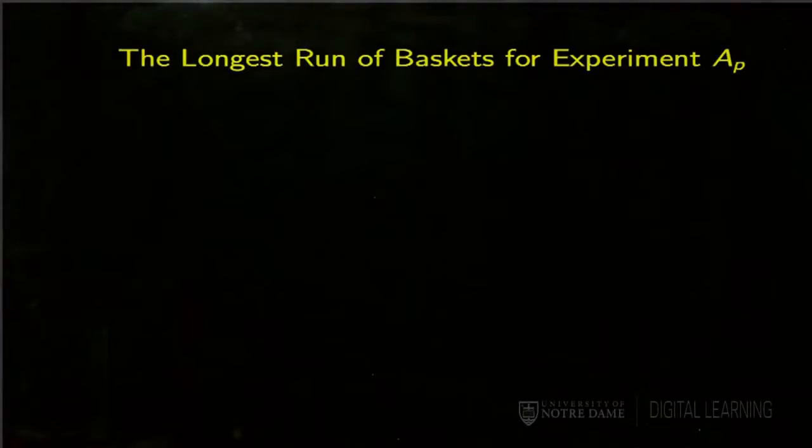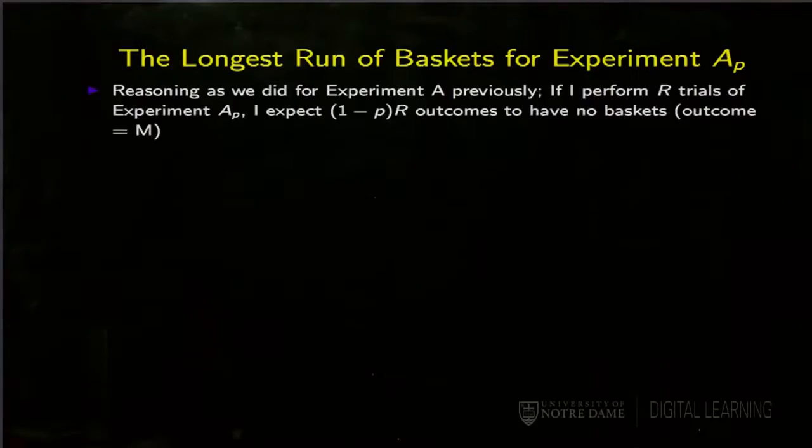What can we say about the longest run of baskets we might expect for this experiment for any given p? Well, we can reason as we did for experiment A previously. If I perform R trials of experiment AP for some given p, I expect that (1 minus p) times R of the outcomes have no baskets whatsoever. (1 minus p) times R of the trials will result in just a single miss.